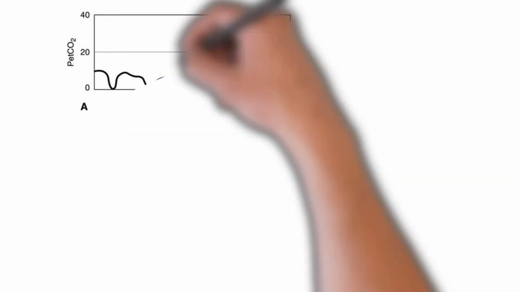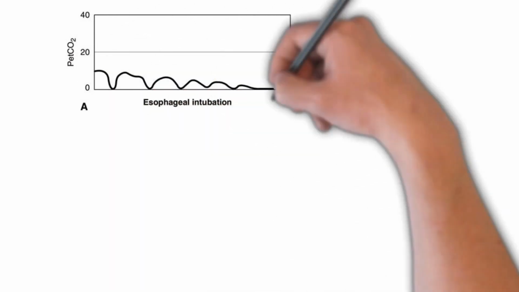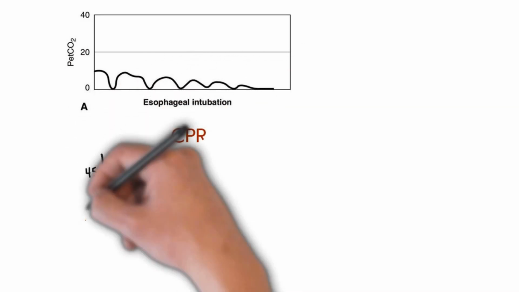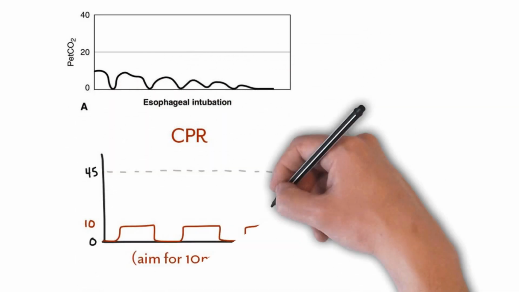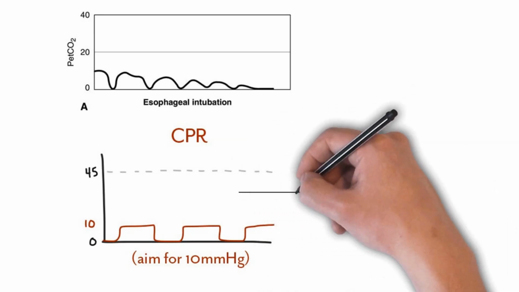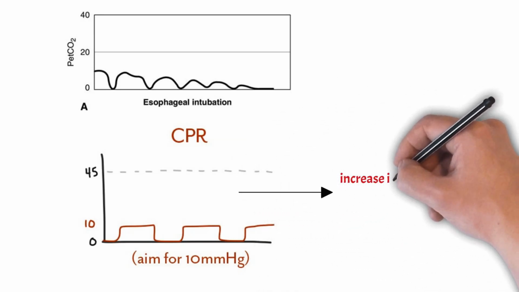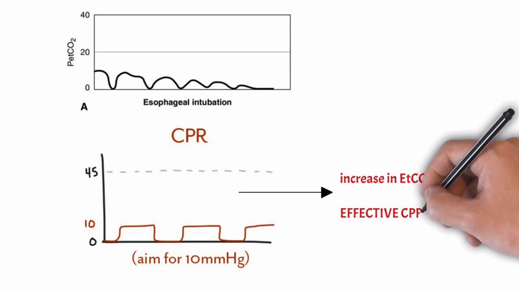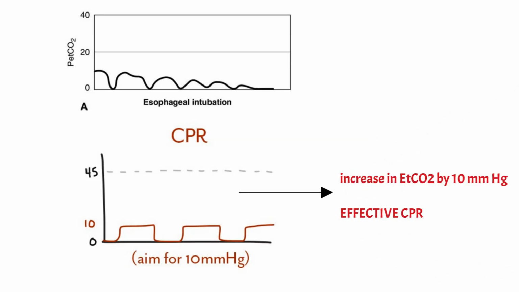This is a graph showing esophageal intubation. What happens here is the residual gases will come from the esophagus and will be measured by EtCO2. This is a graph showing CPR. The aim of CPR is to increase the EtCO2 by 10 millimeters of mercury. If it is there, it means your compressions are effective.